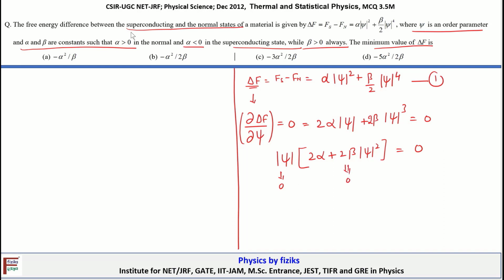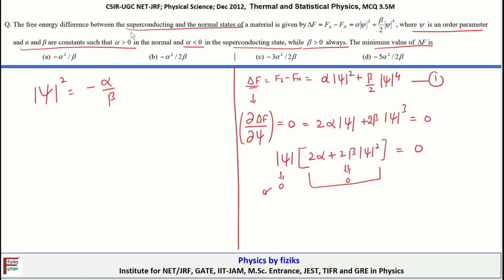But as we have argued, for instance when we talk about this ferromagnetic system, this phase is stable at high temperature. Whereas for the superconducting state, we cannot take this value to be equal to 0 in principle. So that means we have to equate the expression inside the bracket to 0, and if we do that, we obtain psi mod square that is equal to minus alpha by beta.